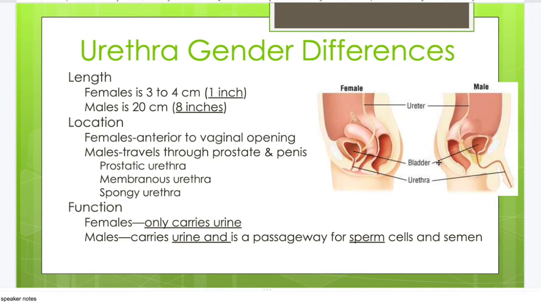For females, the function of the urethra is only to carry urine. So you've got the bladder here, and urine would leave the bladder through the urethra. For males, it's going to carry urine, so it does leave the bladder right here, so the urine can leave the body. But it is also a passageway for sperm cells and semen in males. So those sperm cells and semen would leave the body through the urethra of a male as well.